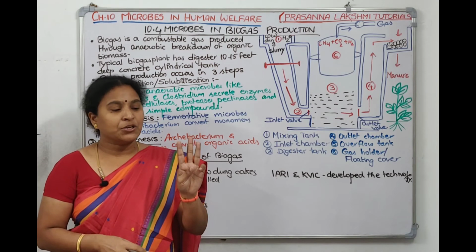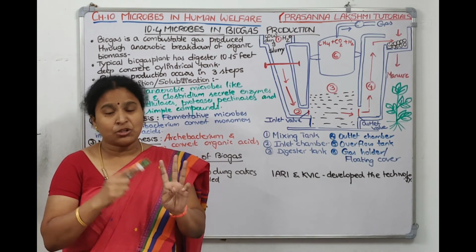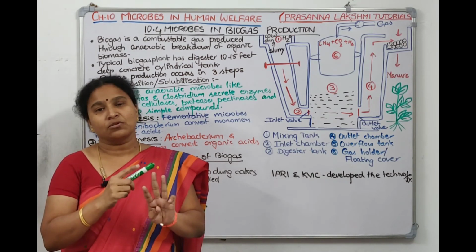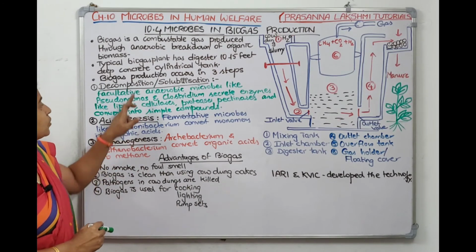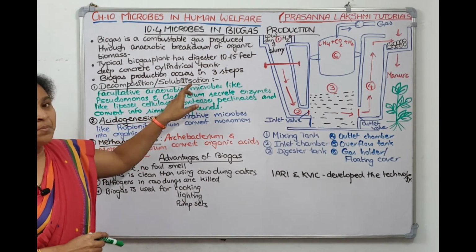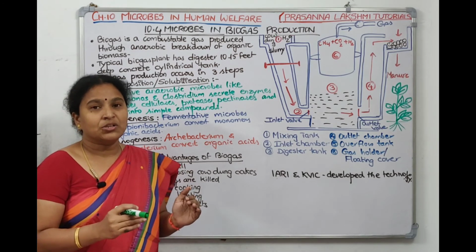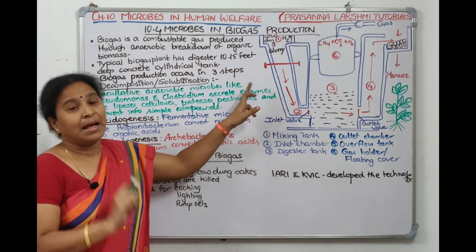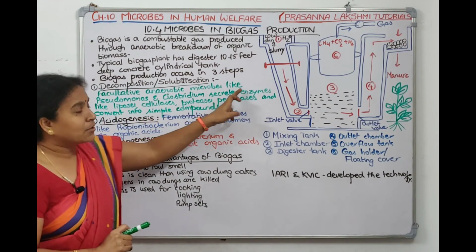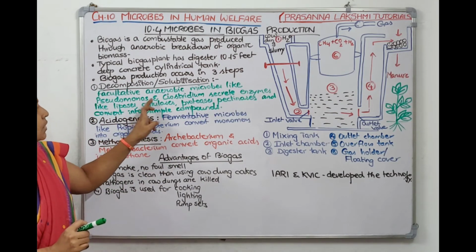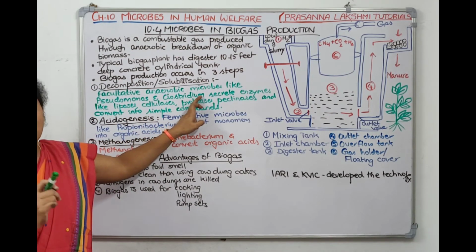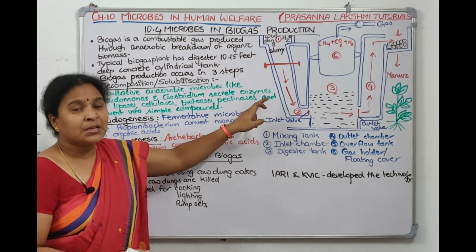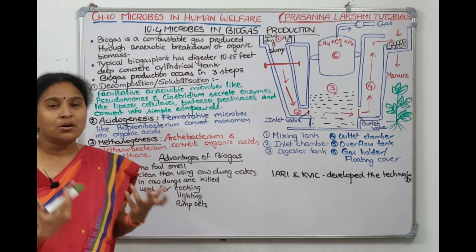The 3 steps of biogas production: first one is called solubilization or decomposition, second one is called acidogenesis, and the third one is called methanogenesis. Now we'll start the first step, which is called decomposition or solubilization. In decomposition or solubilization, facultative anaerobic microorganisms, for example Pseudomonas and Clostridium, act on the raw material, cellulose, the cow dung, and they secrete enzymes to decompose the raw material.